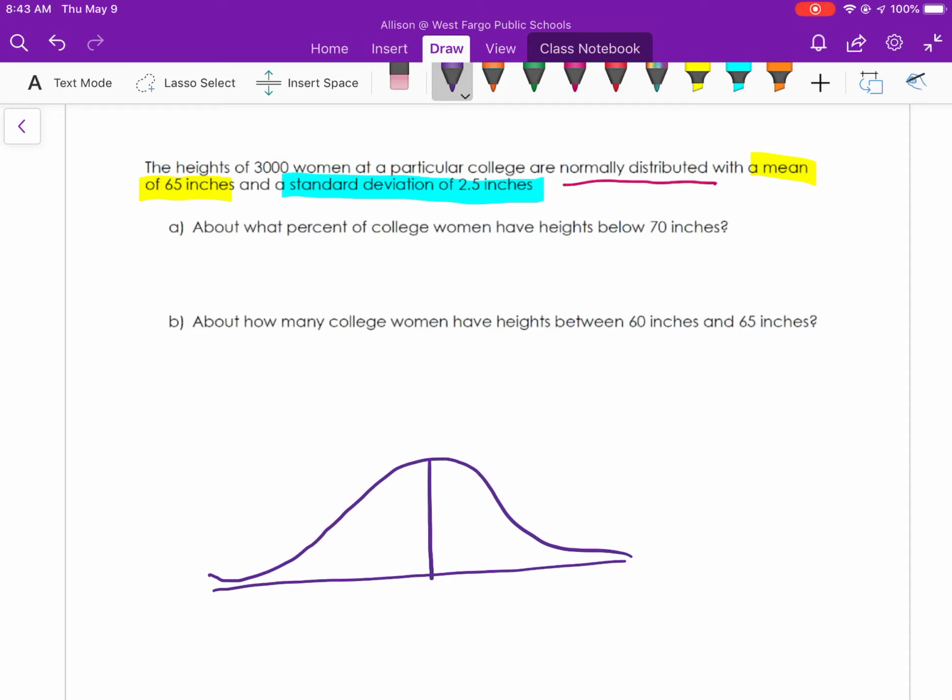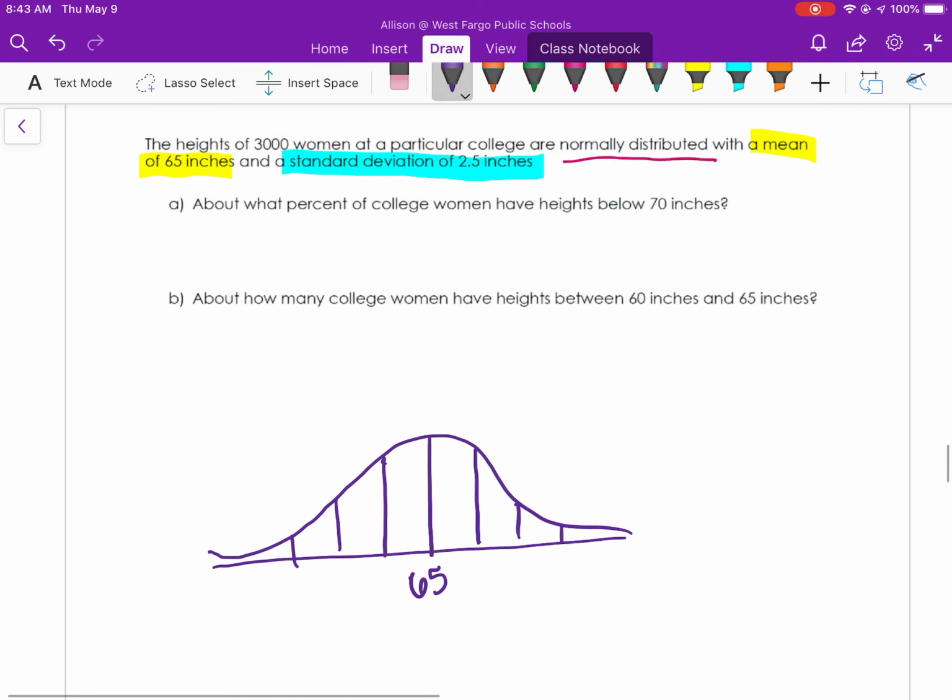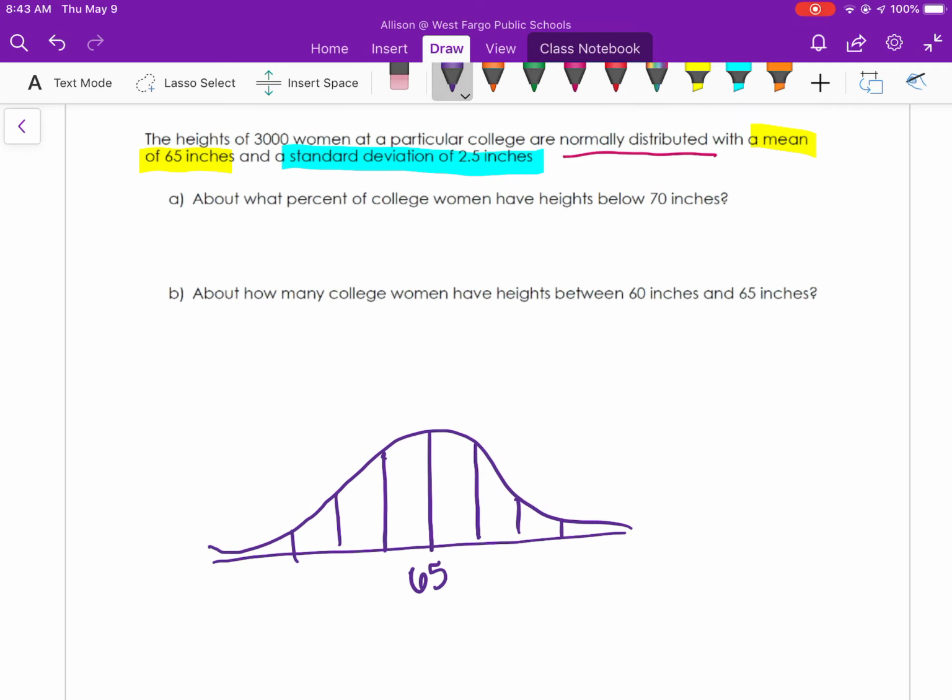So the mean goes in the middle, so we had a mean of 65 inches, and then we have a standard deviation of 2.5. So first I'm going to draw my 3 standard deviations to the right. So 1, 2, 3, and then 3 standard deviations to the left. 1, 2, 3. And then a standard deviation of 2.5 means that I'm going to take 2.5 and add it when I go to the right. So 65 plus 2.5 is 67.5.